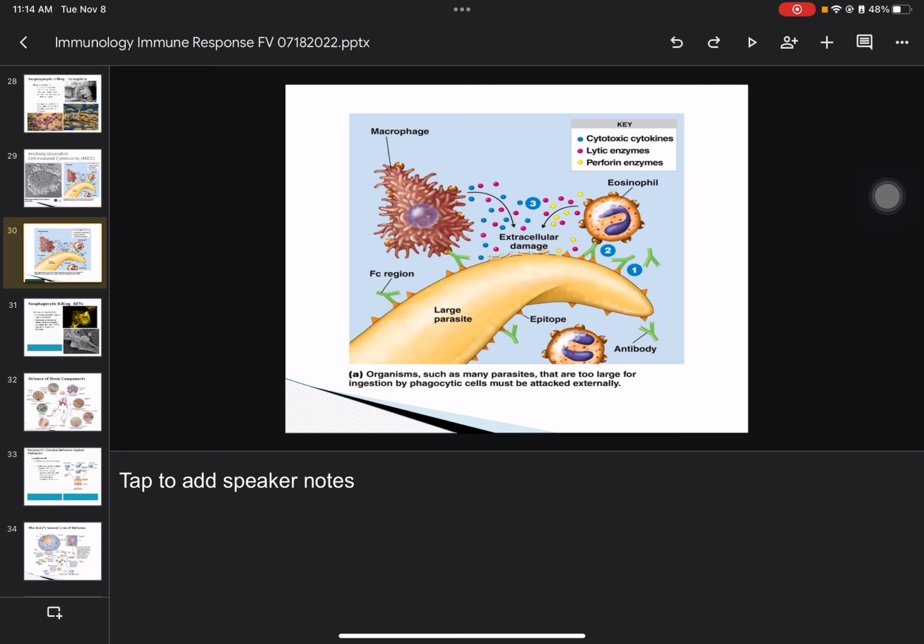Eosinophils, macrophages, they're all coming. They release lytic enzymes. The lytic enzymes hit the surface of the worm and start to digest it. And then they release perforin enzymes. The perforin enzymes are so strong, they drill a hole in the worm. The worm doesn't have a chance, because our immune system is so great. But this has to be in the body. What happens if it's in the intestinal tract?